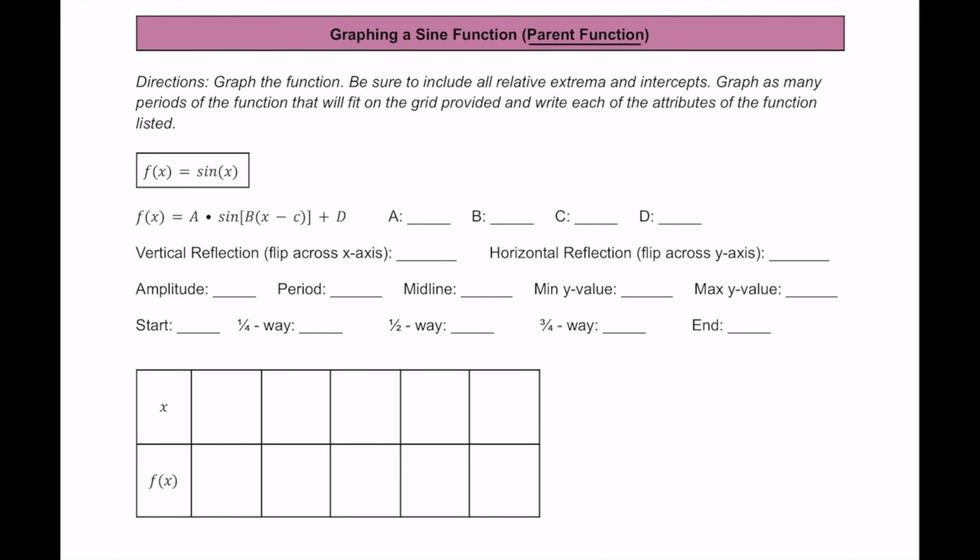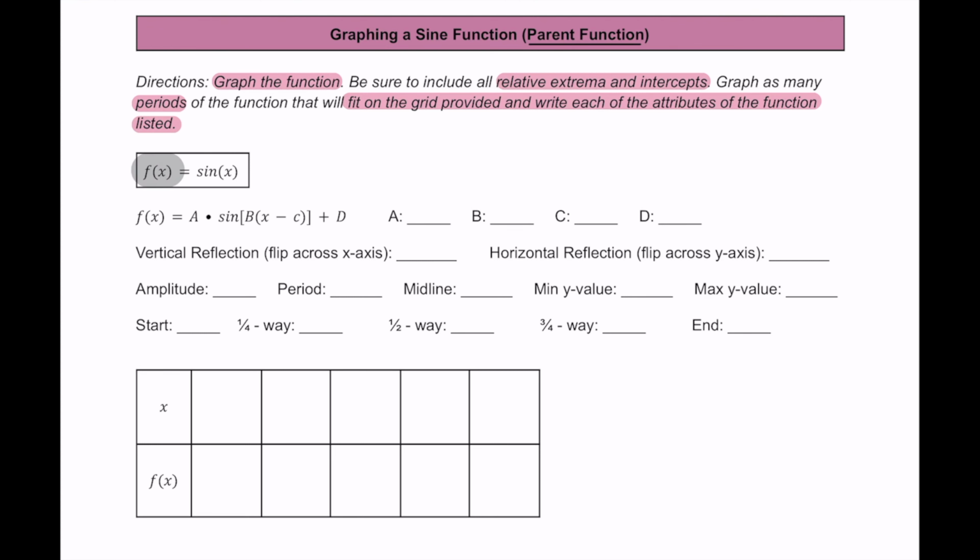Alright, let's get started. We're going to go ahead and graph the function that we're given here. We're going to make sure that we include all of the relative extrema and intercepts, so that's just the highest and the lowest, as well as where it crosses the x and y axis. We're also going to graph as many periods of this function that we can fit on the grid that is going to be below, and we're also going to make sure that we talk about all the attributes of the function as well. So talking about reflections, as well as the amplitude, the midline, as well as all the other parts of this that will make it unique.